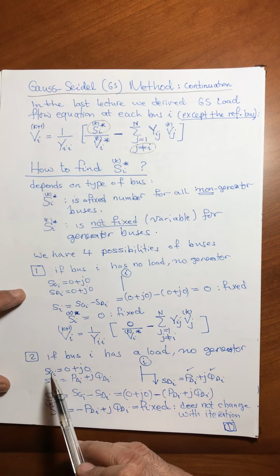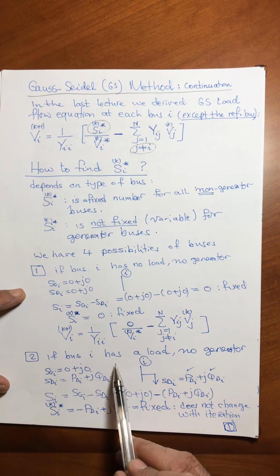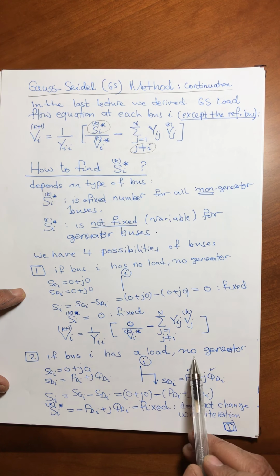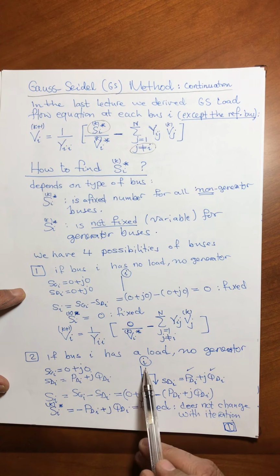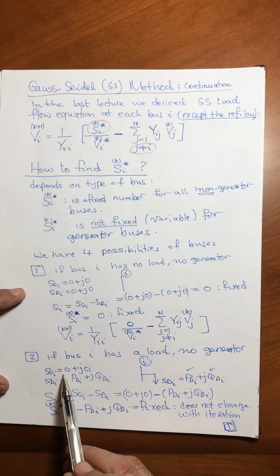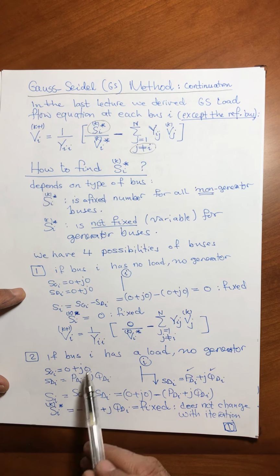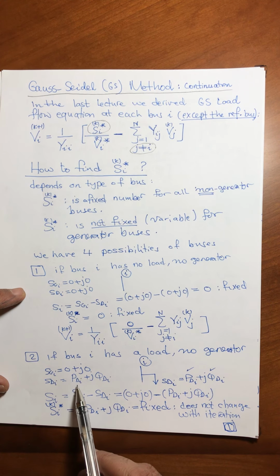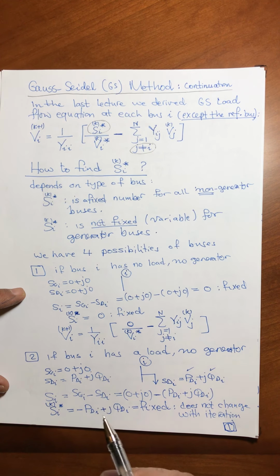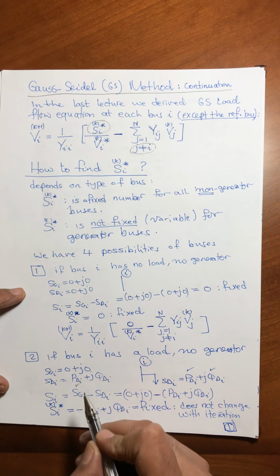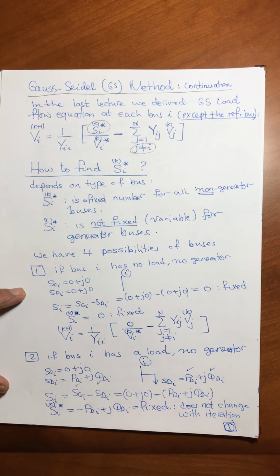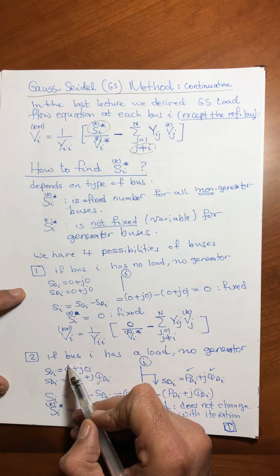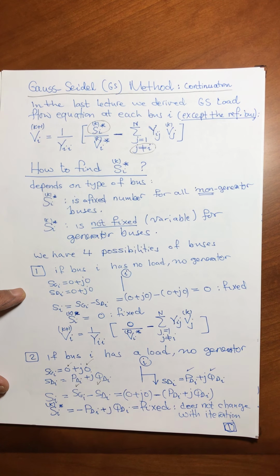The second case, if bus i has a load but no generator, like this case. In this case, SGi تساوي 0 plus j0, and S demand i is P demand i plus jQ demand i. In this case, both values are fixed numbers, known. And also, these are knowns, 0, 0.